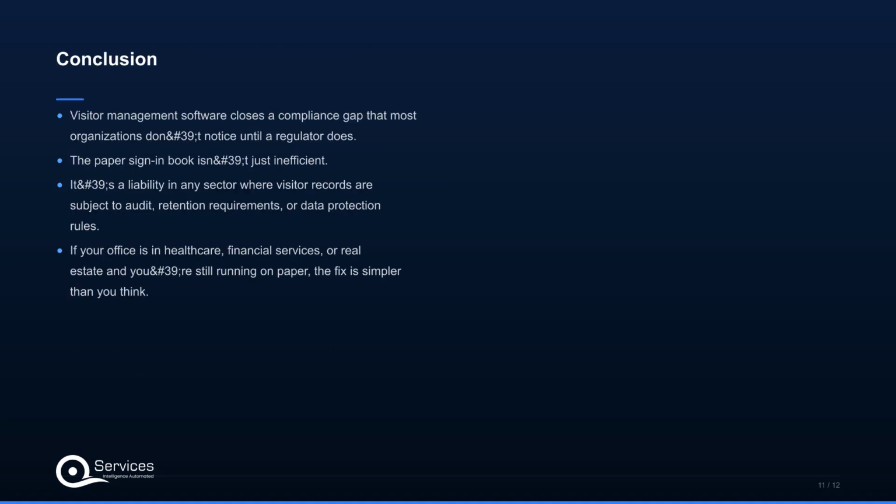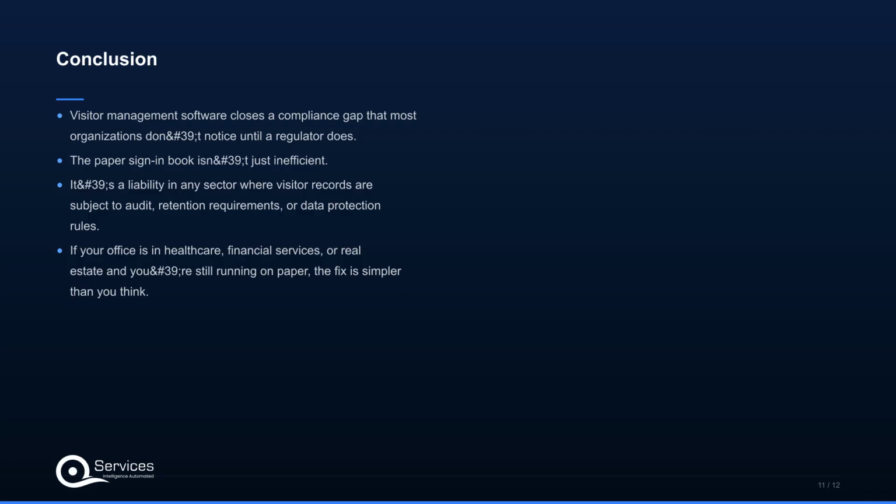Next up, conclusion. Visitor management software closes a compliance gap that most organizations don't notice until a regulator does. The paper sign-in book isn't just inefficient. It's a liability in any sector where visitor records are subject to audit, retention requirements, or data protection rules. CloudCheckIn gives compliance-sensitive teams a cloud-native option at $3 per user per month, with Azure AD integration, immutable audit trails, and full functionality available to try on the Azure Marketplace with no credit card required.